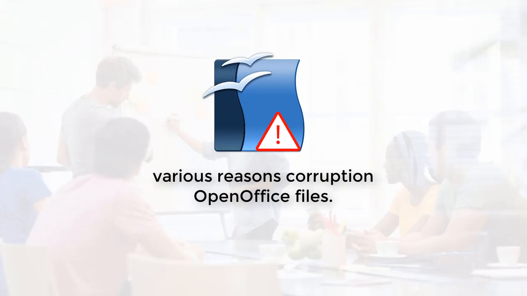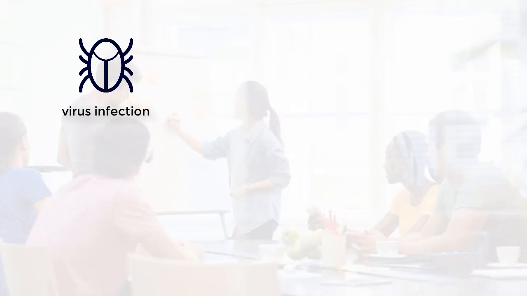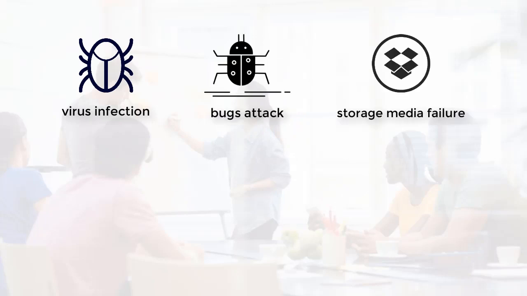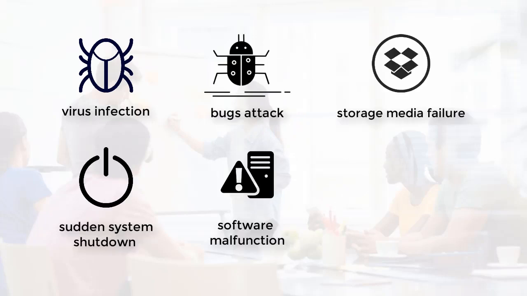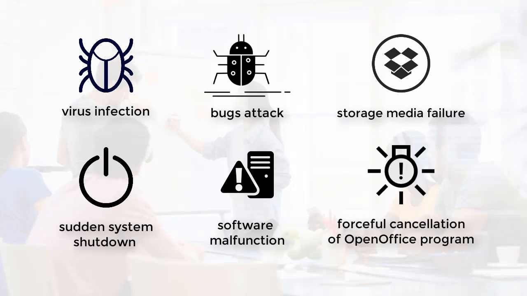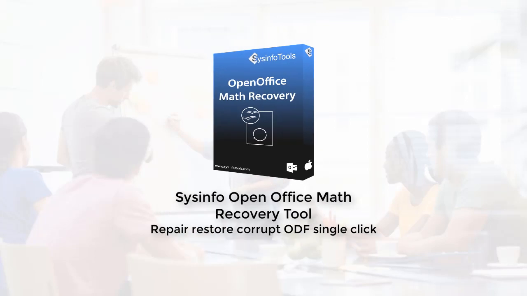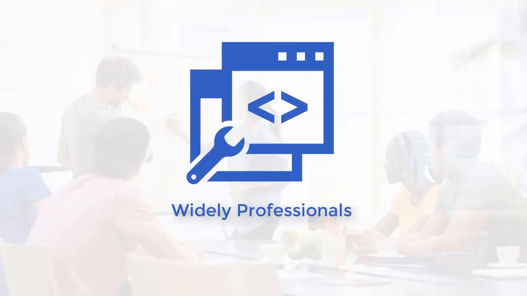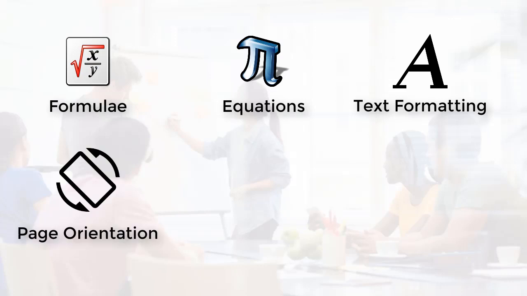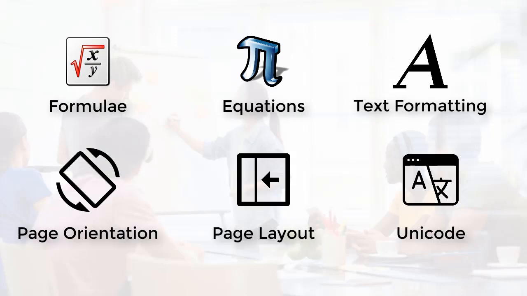The most common reasons for corruption are virus infection, bugs attack, storage media failure, sudden system shutdown, software malfunction, forceful cancellation of OpenOffice program. With the SysInfo OpenOffice Math Recovery Tool, you can repair and restore highly corrupt ODF files of OpenOffice Math program in a single click. The tool is widely used and is trusted by professionals. It repairs, rebuilds, and recovers data such as formulae, equations, text formatting, page orientation, page layout, Unicode characters and other data that exists in ODF files.